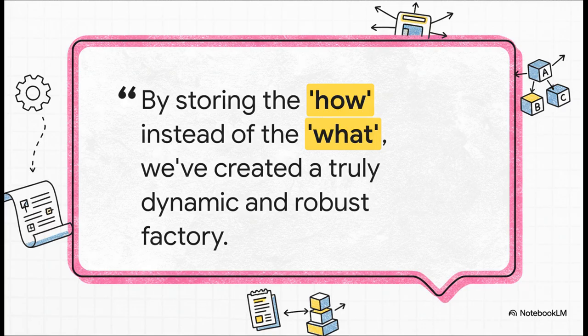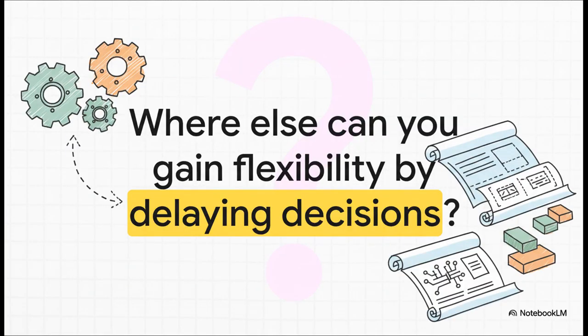This idea, this whole concept of delaying decisions, of storing recipes instead of results, it's a powerful pattern that you can use way beyond just factories. So the question I want to leave you with is this. Where else in your own code could you apply this thinking to make it more flexible, more dynamic, and just better?